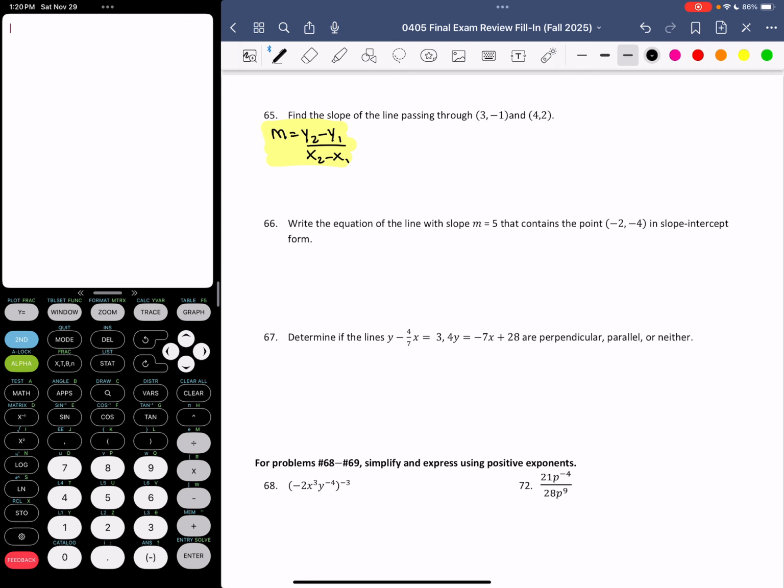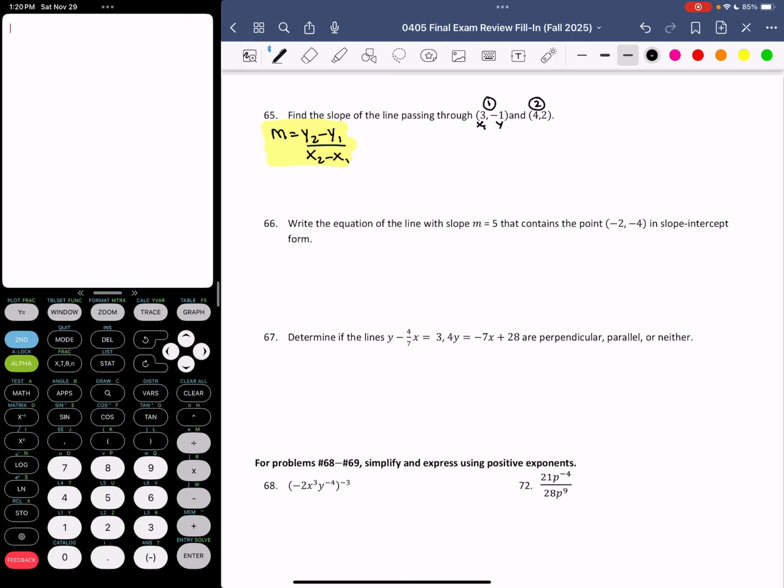So this formula, we must know. And here we go. Let's label these: x1, y1, x2, y2. Now, it doesn't matter which one you make x1 and y1 and which x2 and y2. What matters is that you make one point your point 1 and one point 2. So maybe let's make this point 1 and this point 2. But if you want to switch them and make the first one point 2 and the second one point 1, that's totally fine.